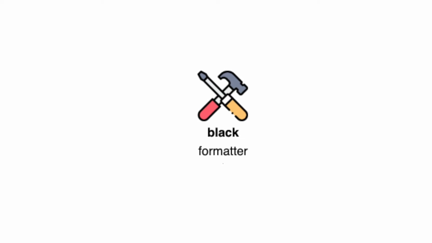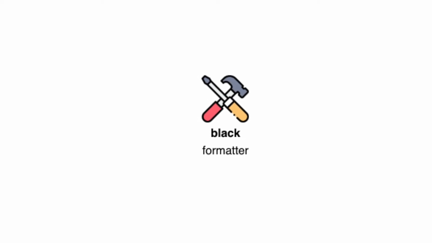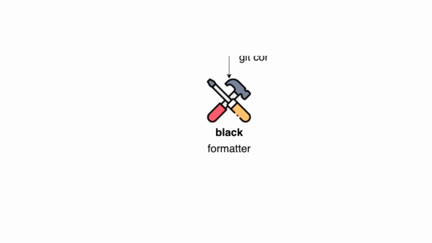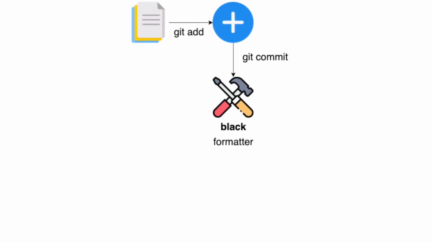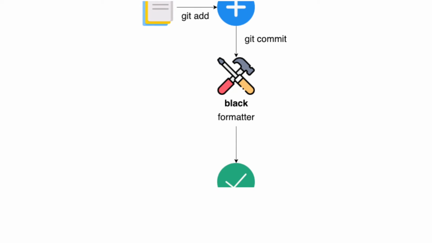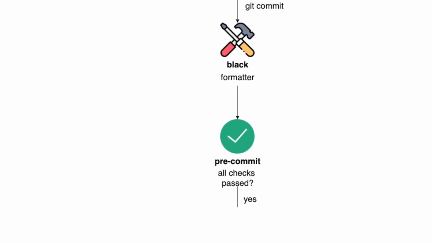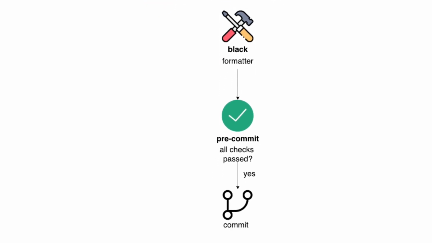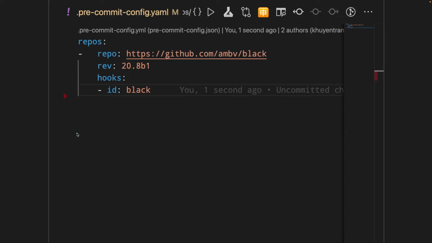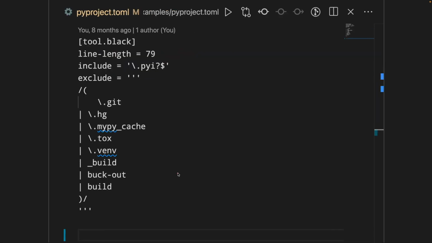Now, instead of running the command black every time our files change, we can add black to a pre-commit pipeline. So every time we commit new files, black will automatically reformat those files. Now, to add black to pre-commit, simply create a file called pre-commit-config.yaml. In this file, we will add the URL of black, the version of black we want to use, and its ID.